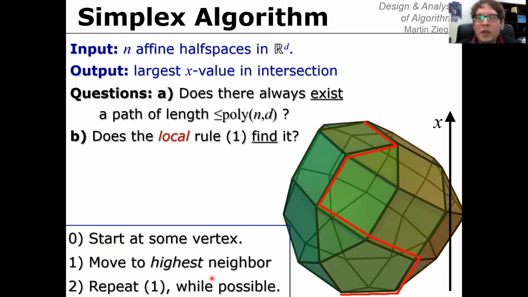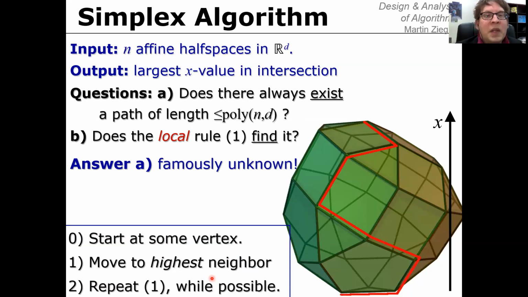But as it turns out, these questions are famously difficult. The answer to question A is even still unknown. It's a famous open question whether there even exists such a path of polynomial length. It's not known, nor are there counterexamples known.